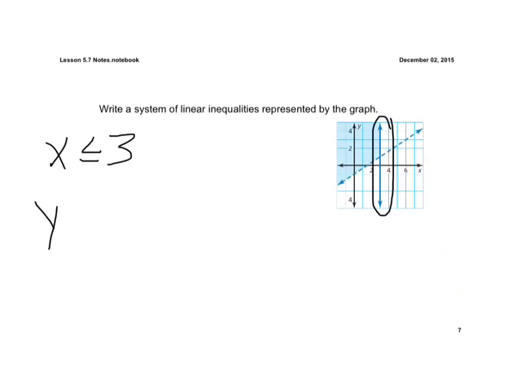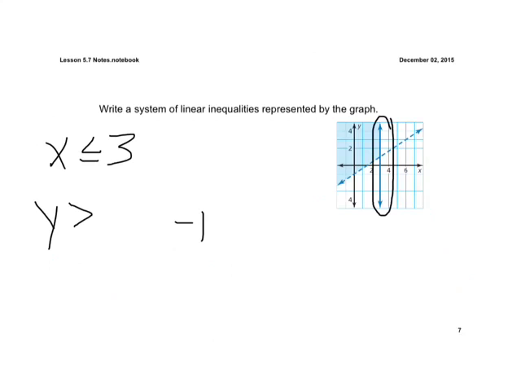Our y-intercept looks like it goes through at -1, so let's throw that over here. We shaded above that dotted line, so we know that's going to be greater than. It's not or equal to because it's a dotted line. Now we need our slope.